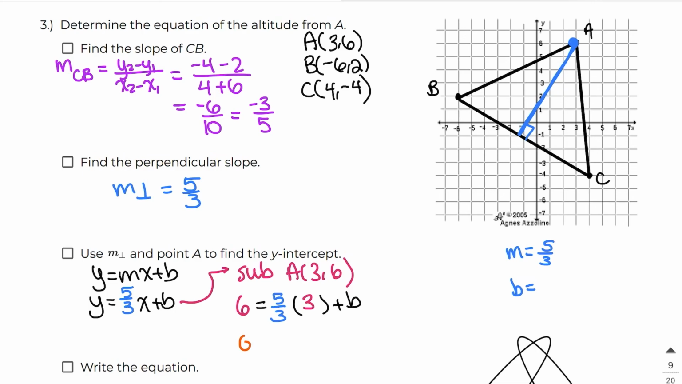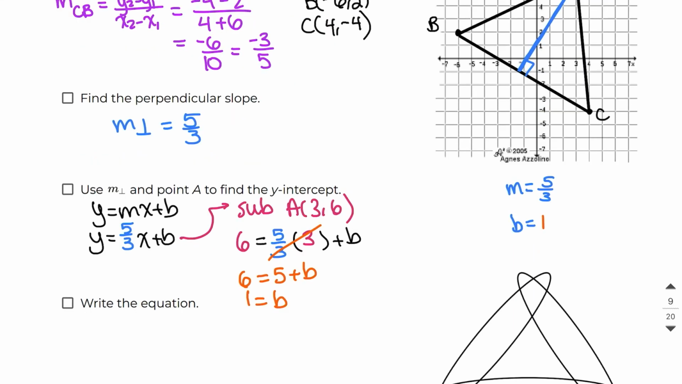So here I end up getting 6 equals, these 3's cancel out, 5 plus b. Subtract the 5 from both sides, I get 1 is b. So this right here means that the equation of my line is going to be y equals 5 over 3 x plus 1. Which should make sense because if you look right here, this is going up by 5, 1, 2, 3, 4, 5, and then to the right by 3. So this is the equation of the line, the altitude that I'm looking for. Okay.